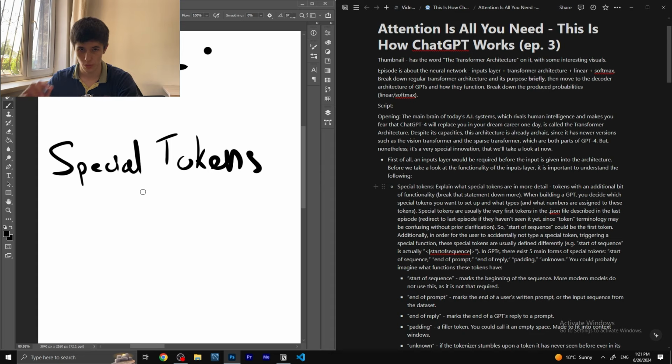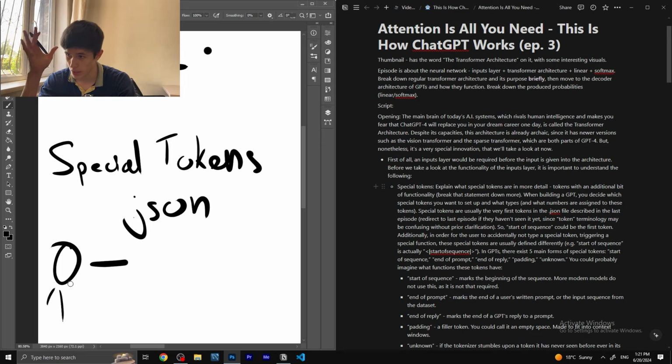But I haven't told you about special tokens. If you create a token vocabulary, the .json file, the very first entries are actually special tokens. The 0th token is going to be a special token, the first, the second, and there are 5 main forms of special tokens used in GPTs. So let's break these down.